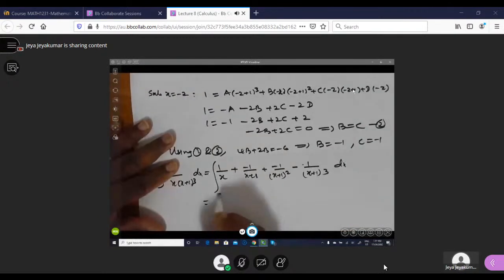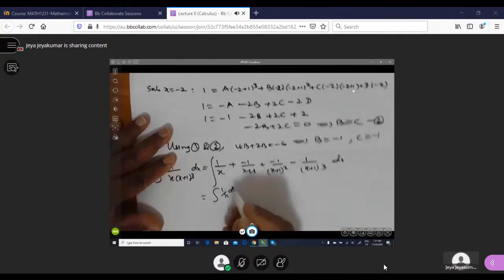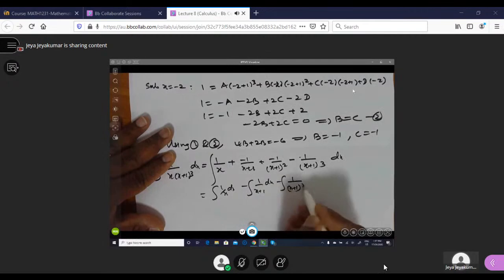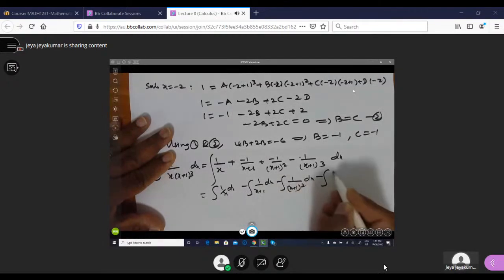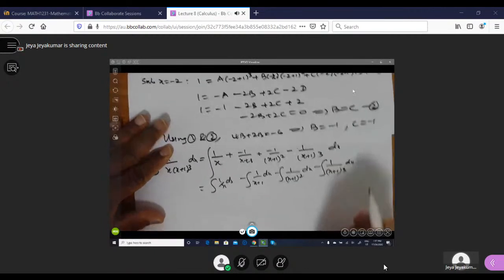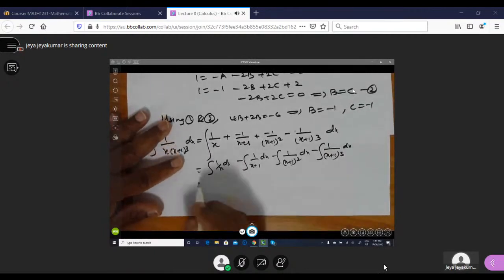So first one, 1 over x dx. This one, minus 1 over x plus 1 dx. And this one, minus 1 over (x plus 1) squared dx. And minus 1 over (x plus 1) cubed dx. We are doing it term by term. So that can be pretty easily done.